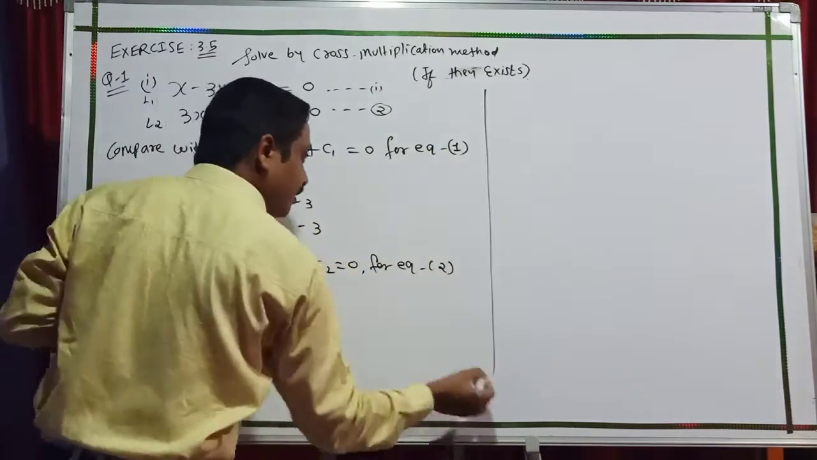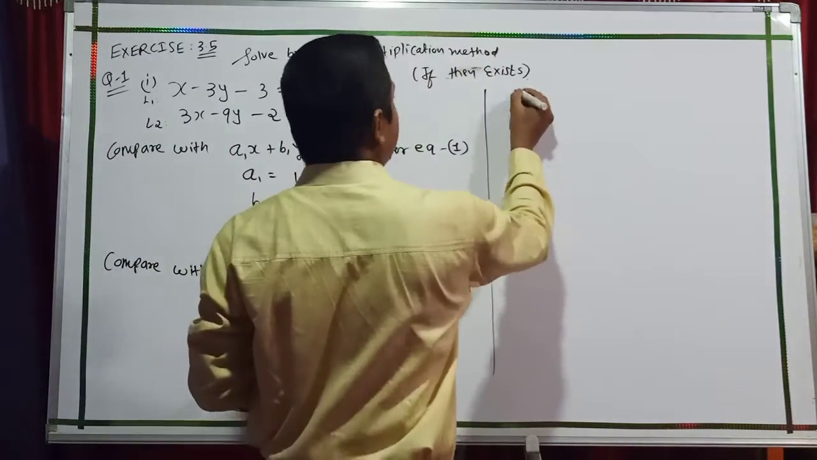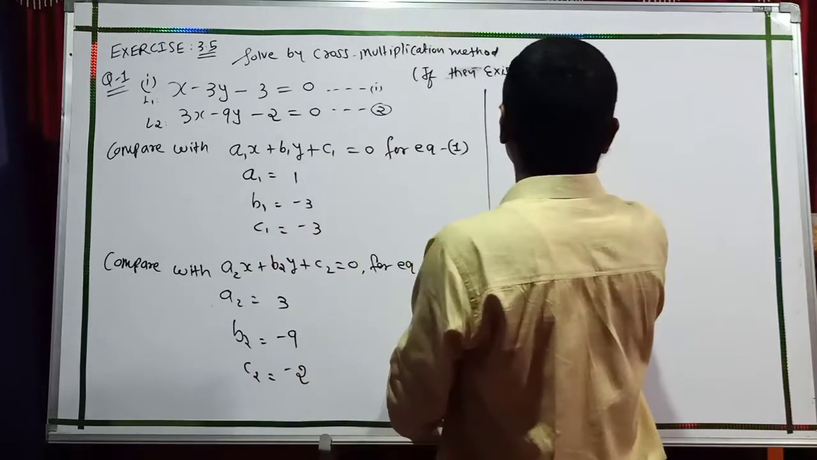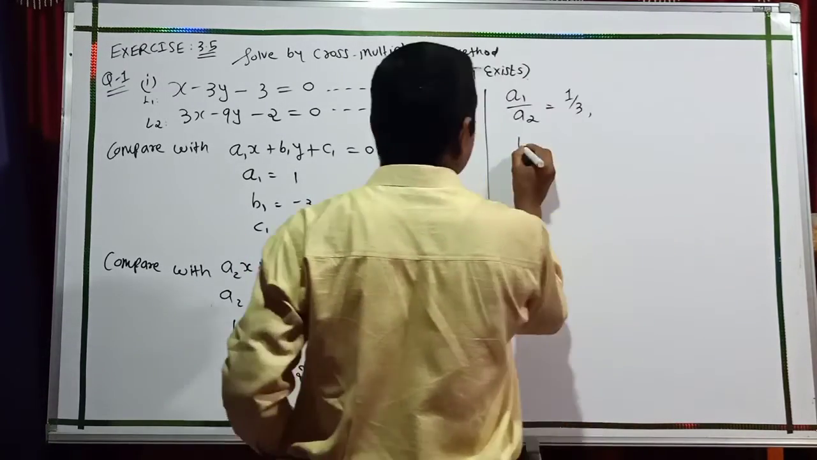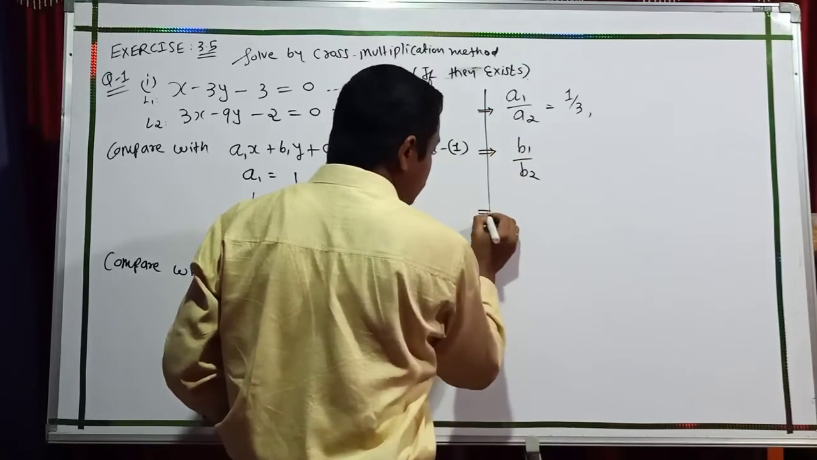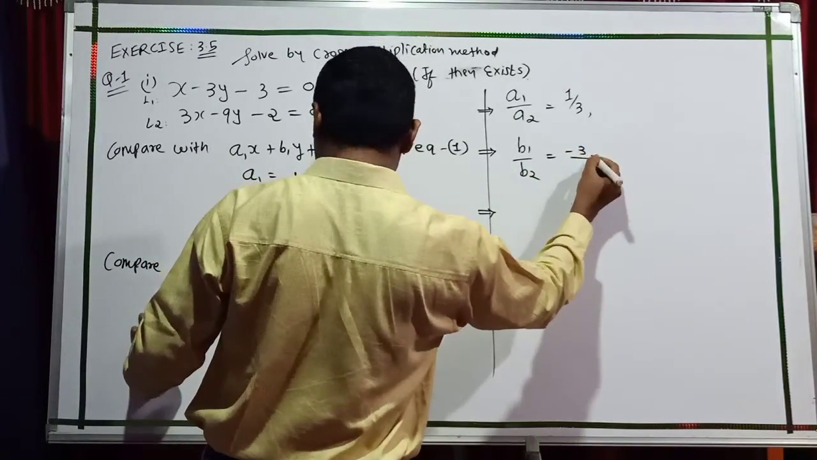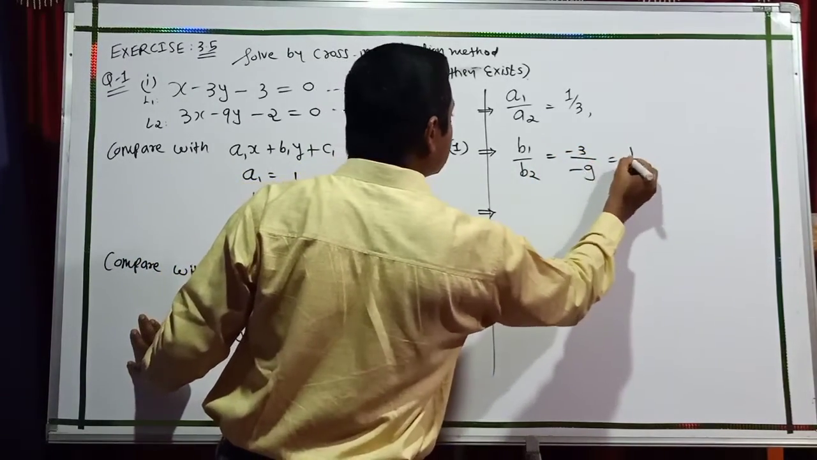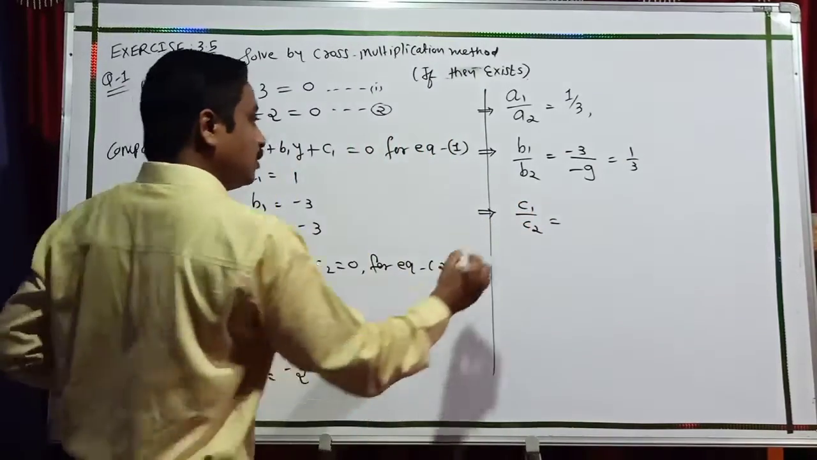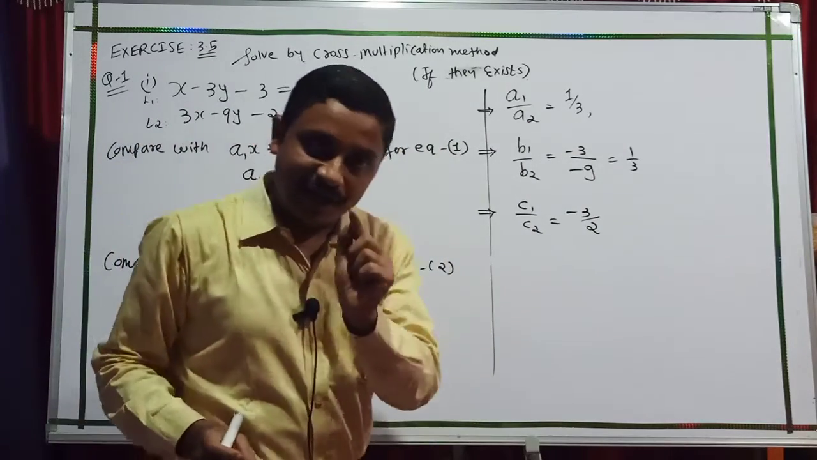Now I check our three cases. First case, students, a1 by a2. What is a1 by a2? 1 by 3. Second, b1 by b2. These three cases you must first define. b1 by b2 is minus 3 by minus 9, which is 1/3, and c1 by c2. What is c1 by c2? Minus 3 by 2. Now check whether our first condition is valid.